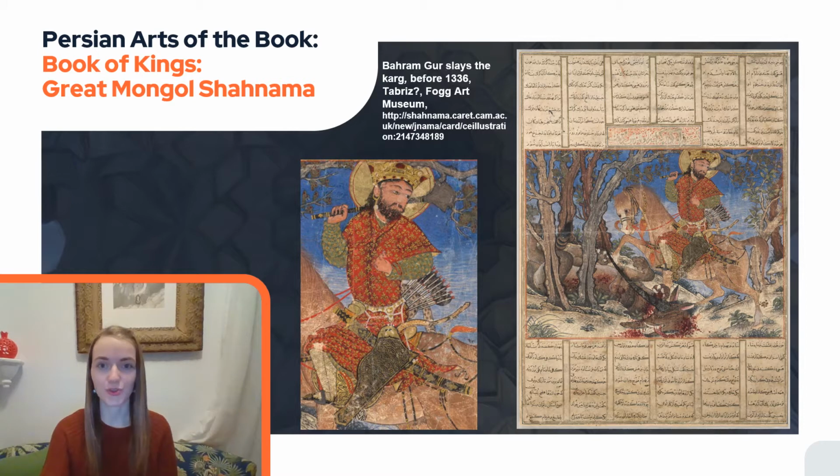Next, I want to show you this famous manuscript called the Great Mongol Shahnameh from the early 14th century as well. It was purchased by an art dealer from Paris in the early 20th century, and then the leaves were split apart to be sold separately. There might have been originally around 200 illustrations, but only about 60 paintings are known.